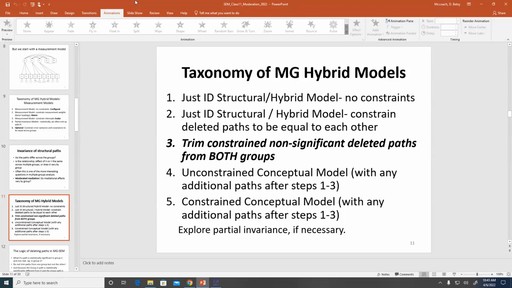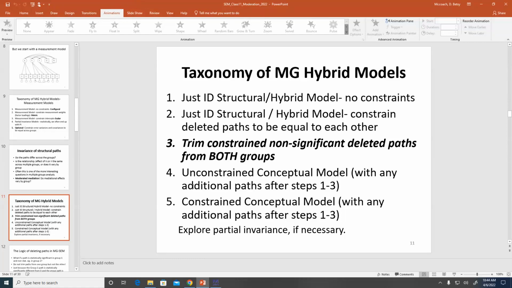So when we look through our models today, we'll walk through them and you'll see, we're actually going to fit 7 different models when all is said and done, because we're going to do some partial stuff too. And then obviously, you can explore partial invariance, not in terms of the measurement, I'm sorry, in terms of the structural paths.